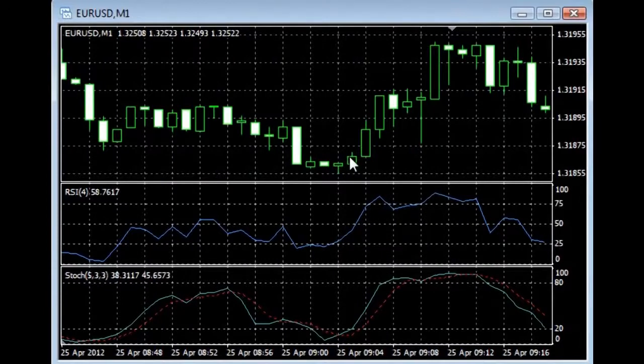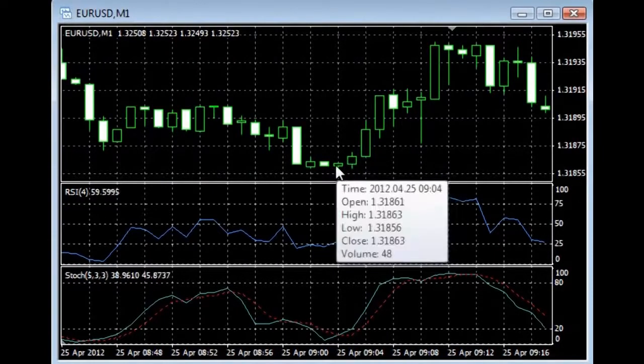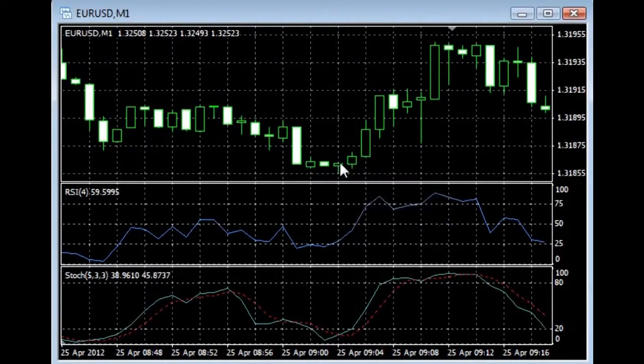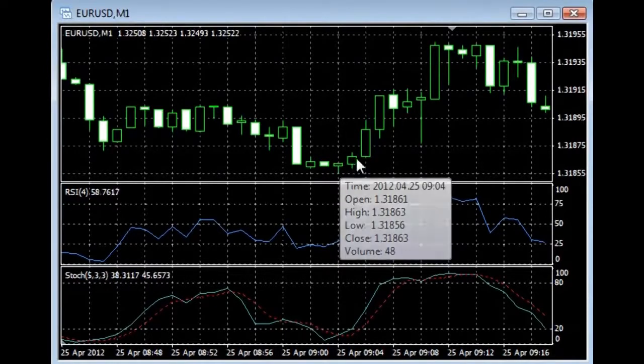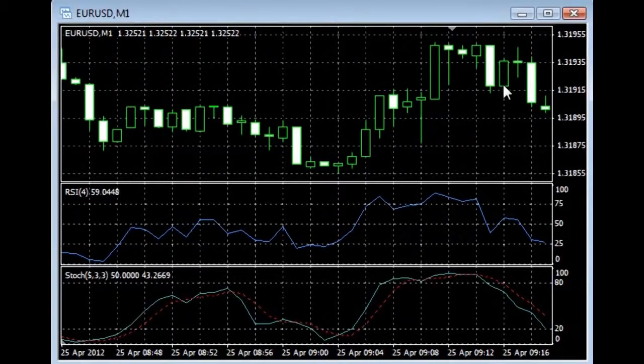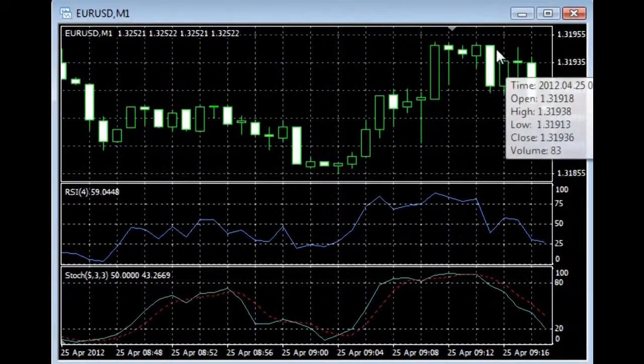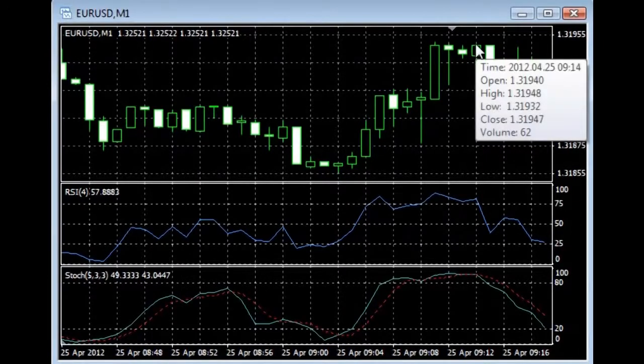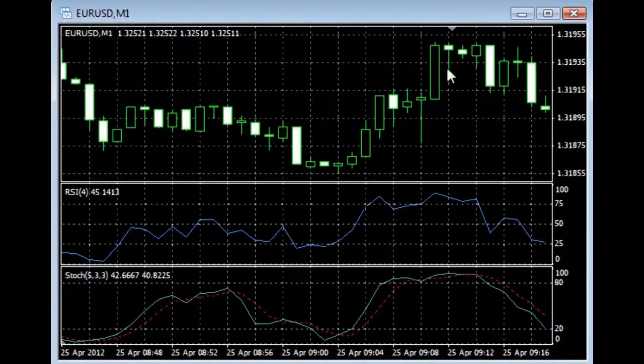So you're still very, very close to an original entry point of what you would have gotten had you moved right on the 9:04 candle or the 9:05 candle. Anyway, we come up to the 9:14 candle, which is, where is that one? Right here. And we see the 9:14 candle close at 131.94, so that's about 8 pips higher. Obviously, you can see from the chart that it closed much higher. So you win. You just won that trade.